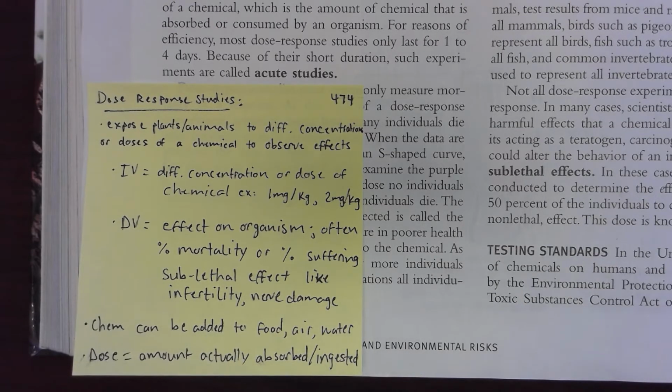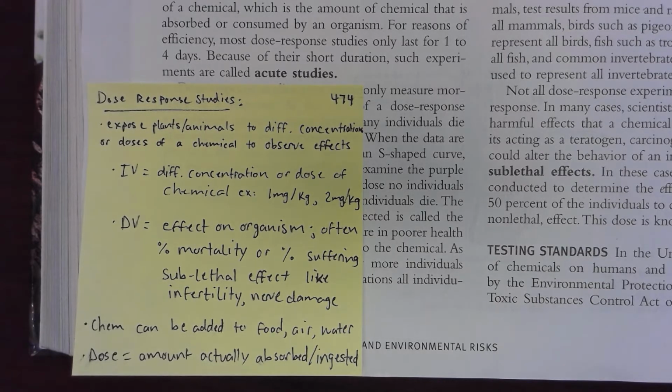We're talking about dose response studies and lethal dose 50, or LD50. So these are studies that expose plants or animals to different amounts or concentrations of a chemical and observe the effects it has on the organism. In this case, the independent variable is the concentration or the dose of the chemical.